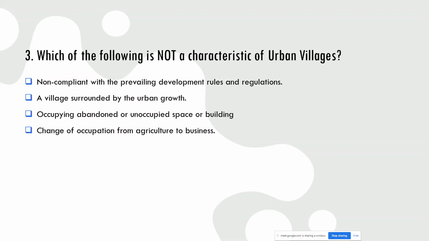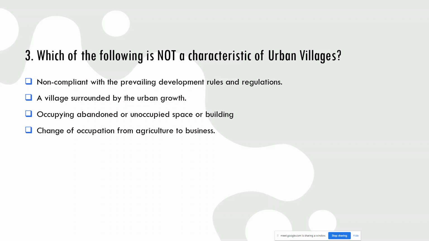The second option is, as we discussed while discussing non-compliance, that a village is surrounded by urban growth from the mother city. There is high urban sprawl happening in the core city, and it has surrounded the rural pocket which is in the outskirts of the city.